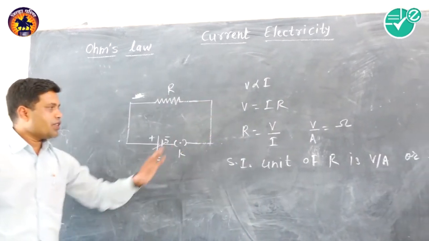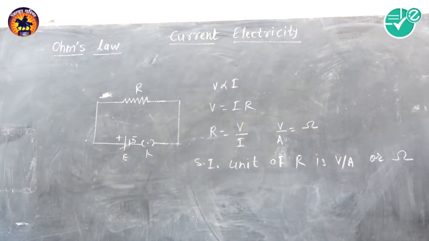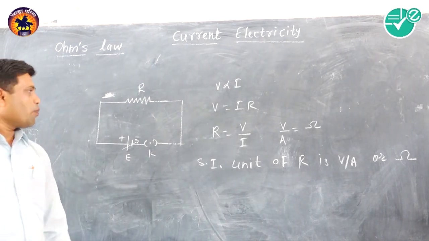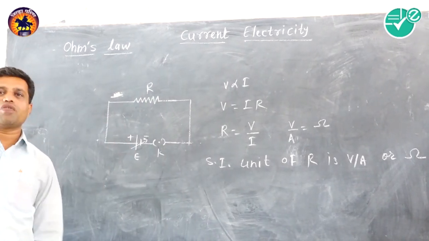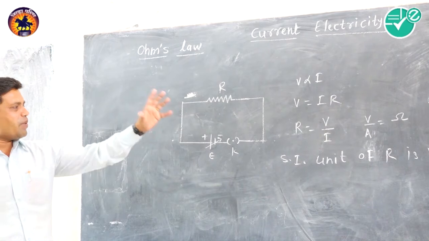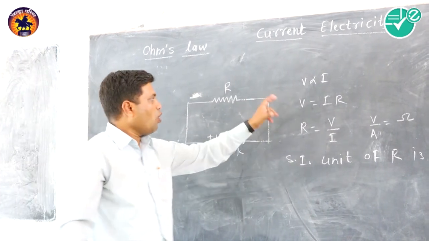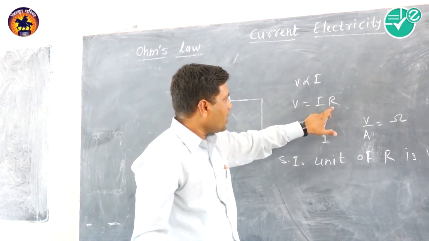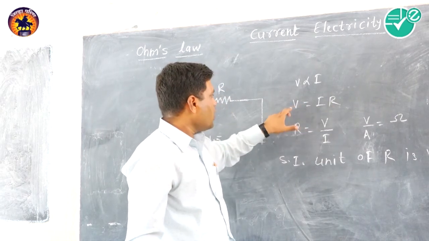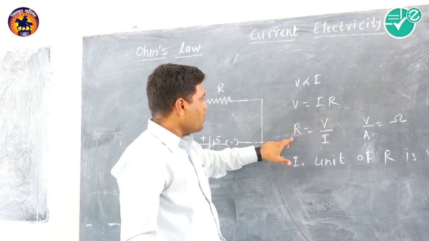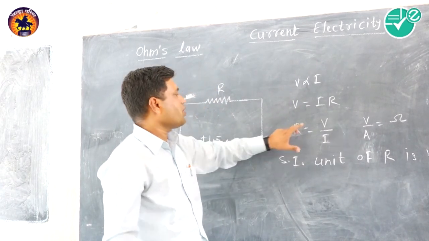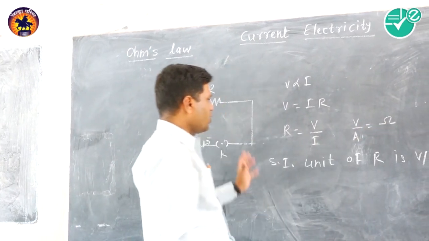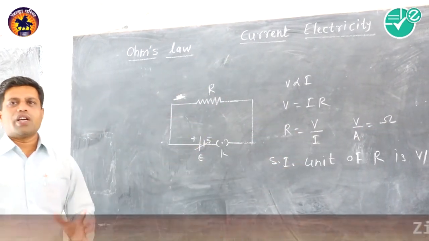So this is regarding Ohm's law. The current flowing through the conductor is directly proportional to the potential difference if the physical state of the conductor remains constant. This is a very simple law, and from it we get the equation V equals I into R, where I is the electric current, R is the resistance of the conductor, and V is the potential difference. We also got the equation for resistance, R equals V upon I, and its SI unit is ohm.